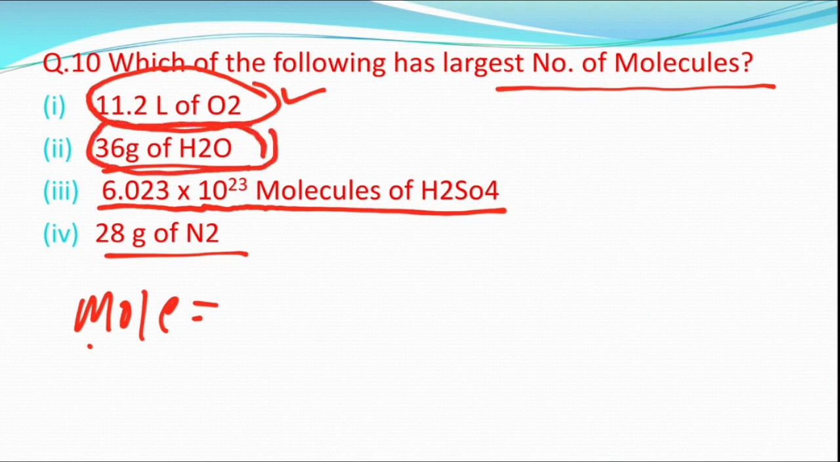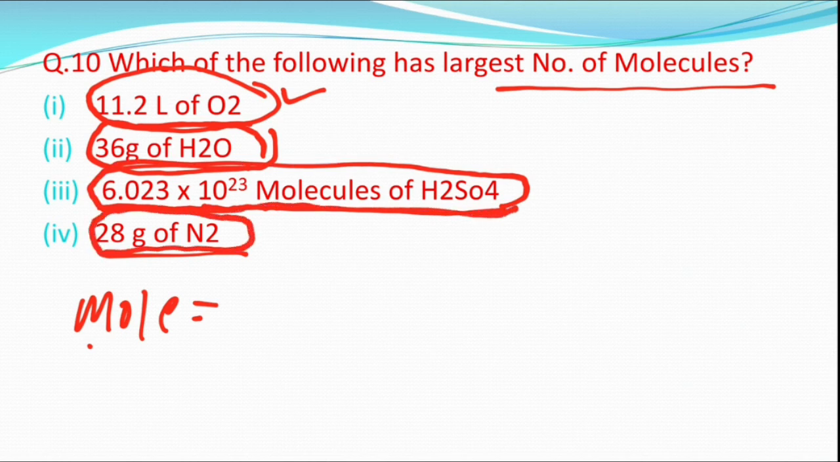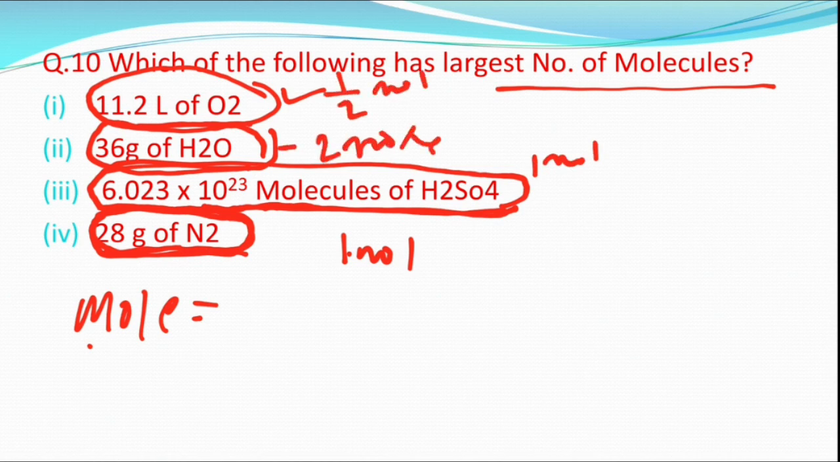The molar mass of water is 18. Here it will be 1 mole because it is equal to Avogadro number, and here it will be 28 divided by 28 because the molar mass of N2 is also 28. So here it is 1 mole, here also it is 1 mole, here it is 1 by 2 mole, and here it is 2 moles. This is our answer. So the largest number of molecules is in the second combination, which is 36 gram of H2O.